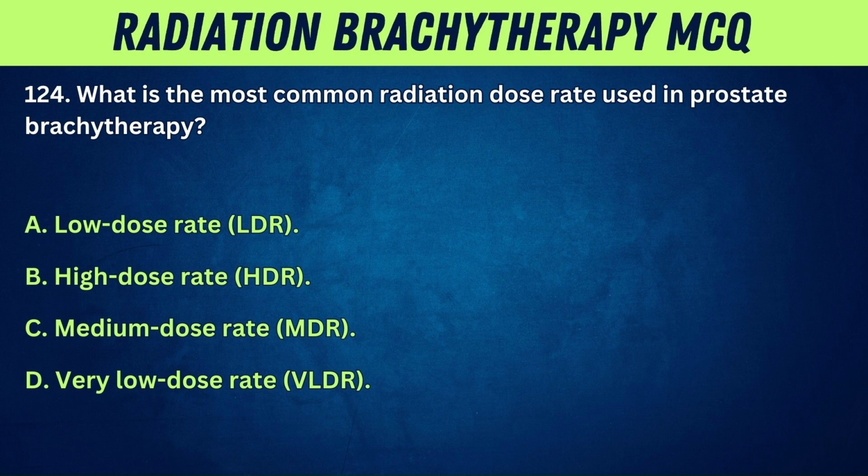124. What is the most common radiation dose rate used in prostate brachytherapy? A. Low dose rate, LDR. B. High dose rate, HDR. C. Medium dose rate, MDR. D. Very low dose rate, VLDR.